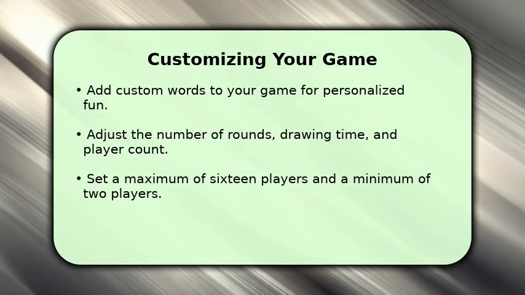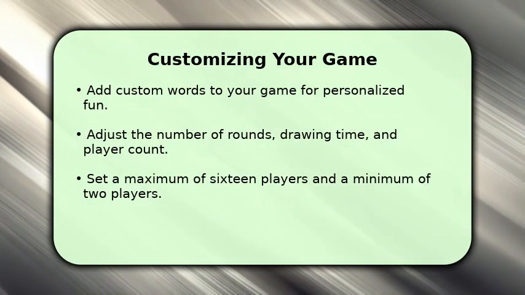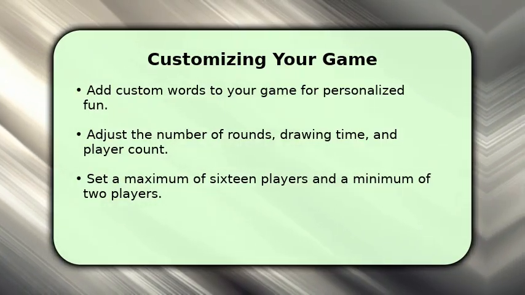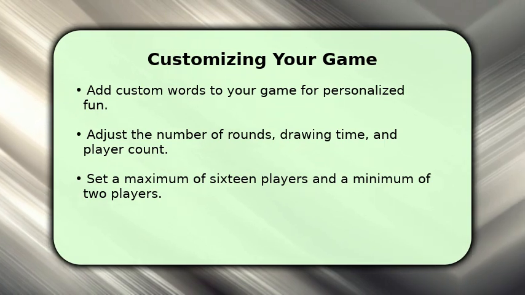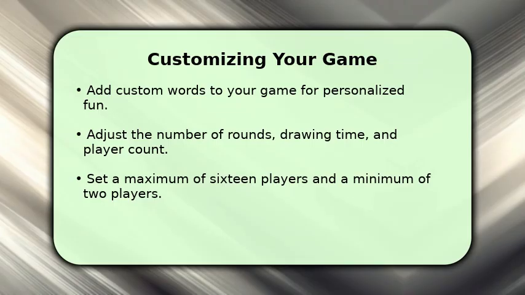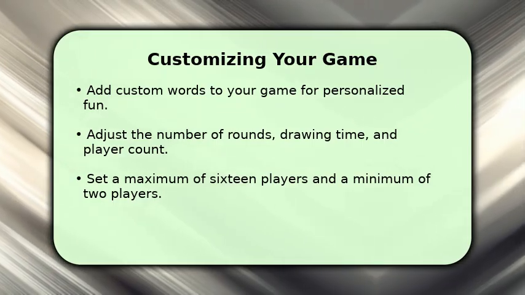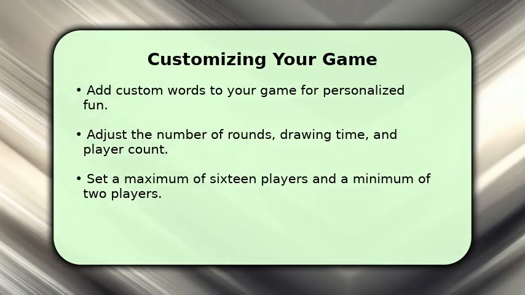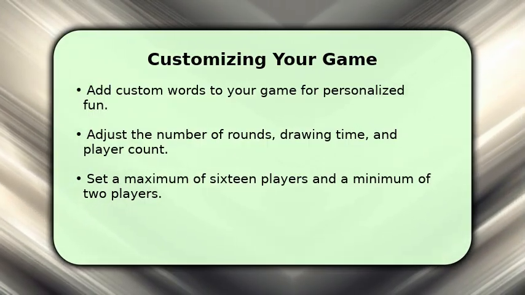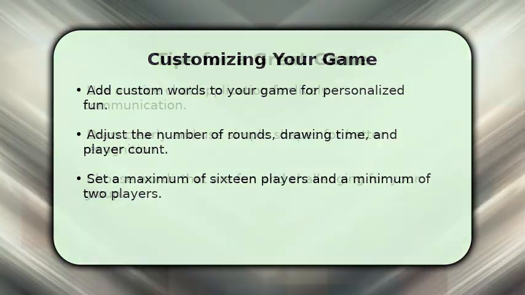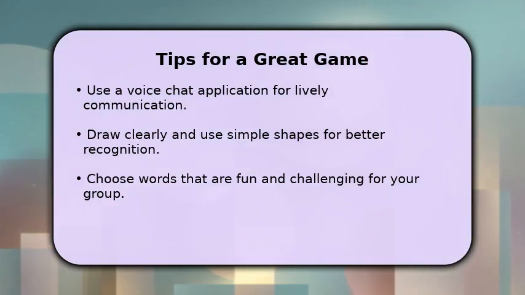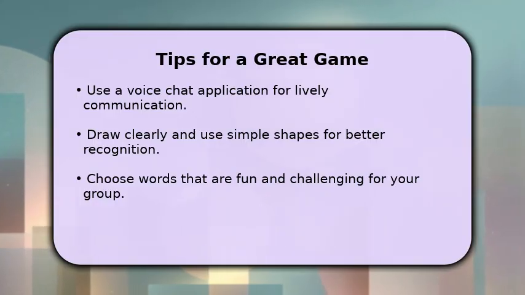Skribble EO offers several customization options to tailor your game. You can add your own custom word list, making the game more personal or challenging. Adjust settings like the number of rounds, which can range from 2 to 10, and the drawing time per turn. You can also set the maximum number of players, from a minimum of 2 up to 16, ensuring the perfect group size.